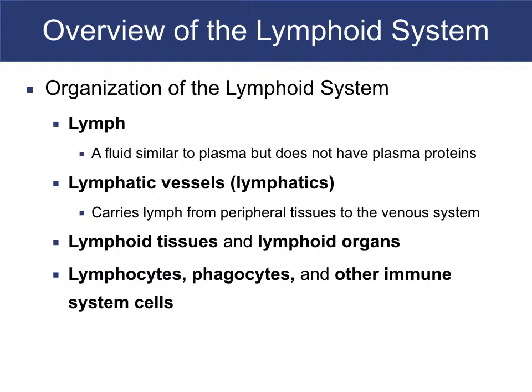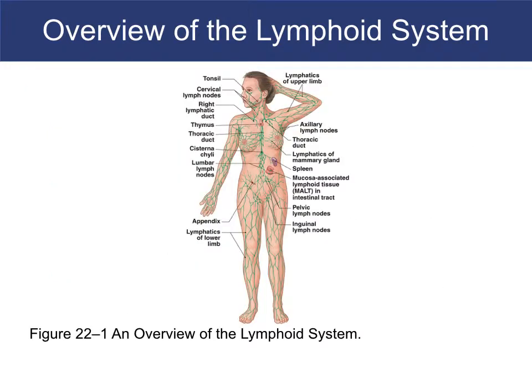Other lymphoid organs would be the spleen. There's lymphoid organs in the intestines, which we'll talk about, and so forth. So lymph nodes are nothing but big sacs of cells that fight infection. Mostly it's lymphocytes and phagocytes, some other immune system cells, but that's basically all lymph nodes are, just a big collection of lymph cells.